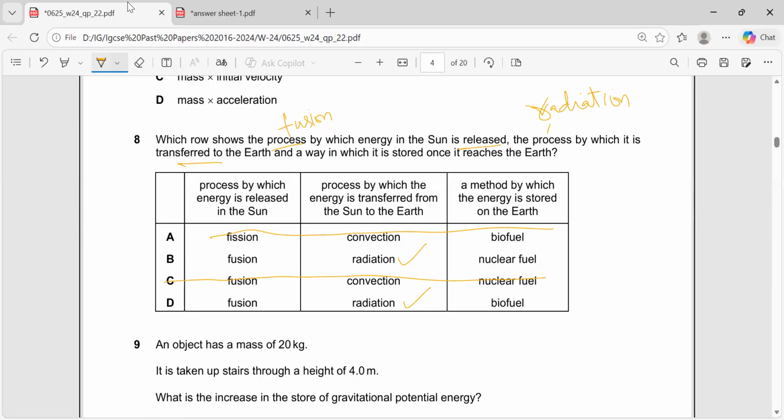Any one of them is the answer. So I want you people to answer it. Which one is the correct answer, B or C? And the method in which the energy is stored when it reaches Earth, is it nuclear fuel or biofuel? Please, I'm waiting for your response. Quickly.